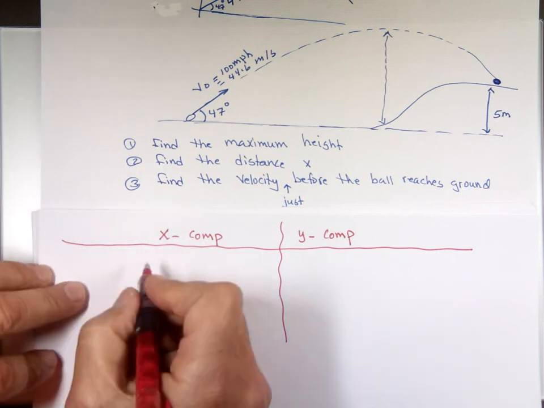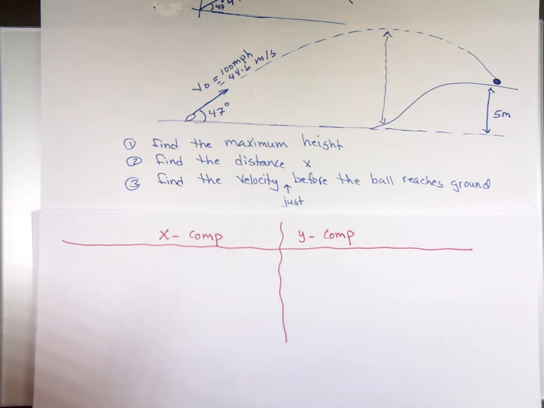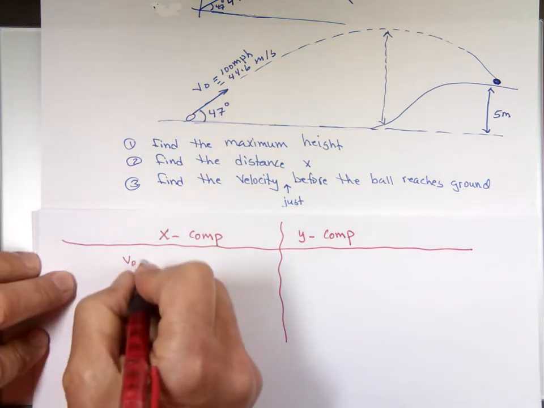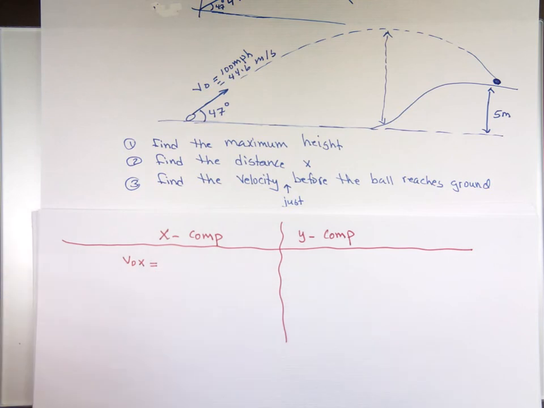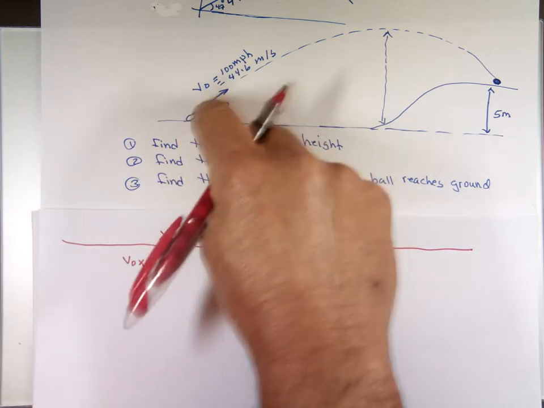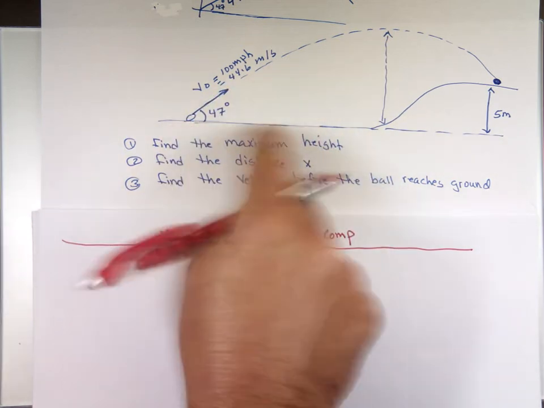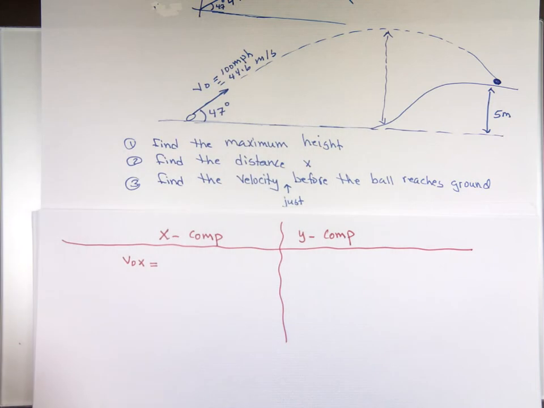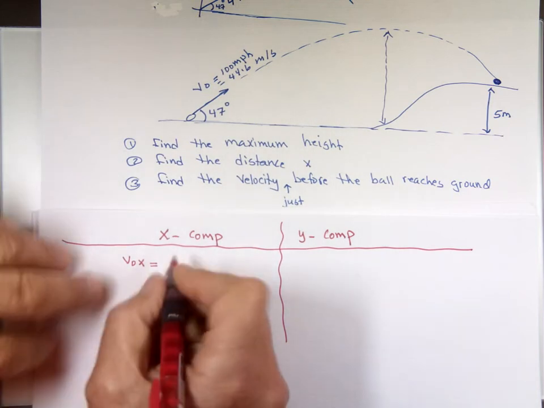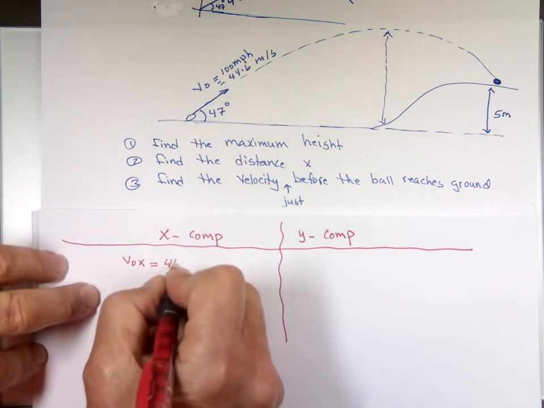What do we know? Let's list what we know. We know the initial velocity in the x direction, which is what? 100 miles per hour, or 44.6 meters per second. Almost. Try again. That 44.6 is not in this direction, it's not in that direction. Yes, 44.6 cosine of 47 degrees.